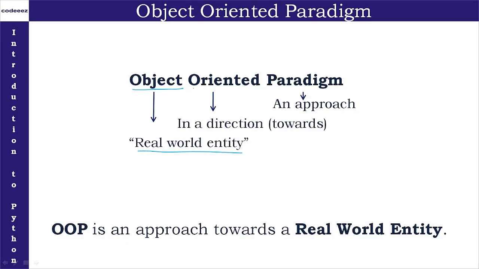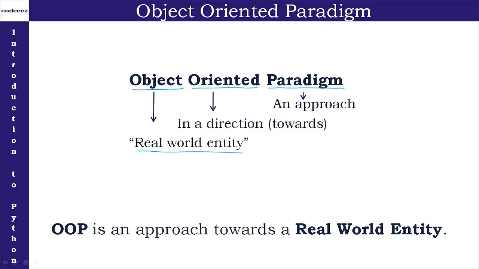Now another term is oriented. The dictionary meaning of oriented is in a particular direction, towards. It is totally directional, focused in a particular direction towards. The third term is paradigm. What is paradigm? Paradigm simply says that it is an approach to solve a particular problem. It is a way to do something, right? So what is paradigm? It is an approach or a way to do something.